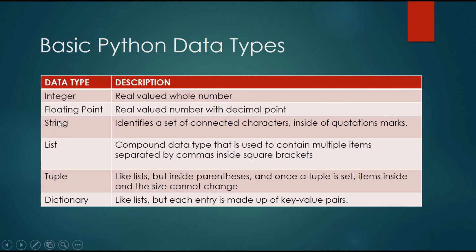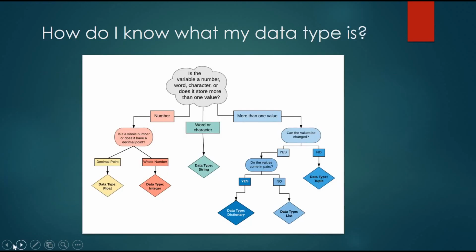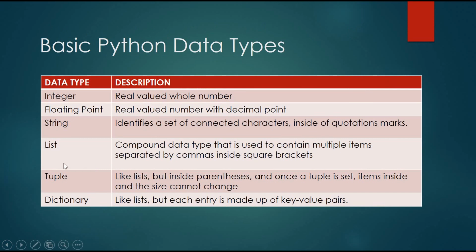Also, there was a string, and we've been using strings a lot. It identifies a set of connected characters inside of quotation marks. So anytime I was using those inputs and I was asking questions, or I was trying to store names or words, I had to store it as a string inside of quotation marks. And that's really the key, is inside of quotation marks. Otherwise, it's not going to work. So other than that, there's the list, which is a compound data type that is made up of multiple items, and we'll take a look at that in a second. There's also the tuple, and it's like a list, but you store it inside parentheses, and once you set the tuple, it cannot change. So it's basically a static thing at that point.